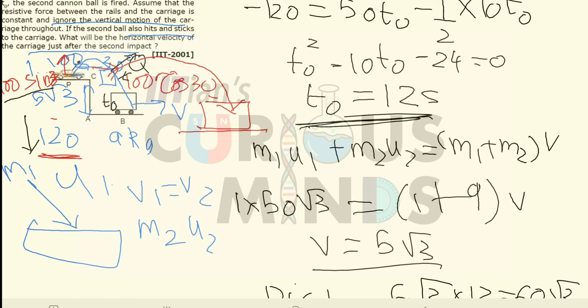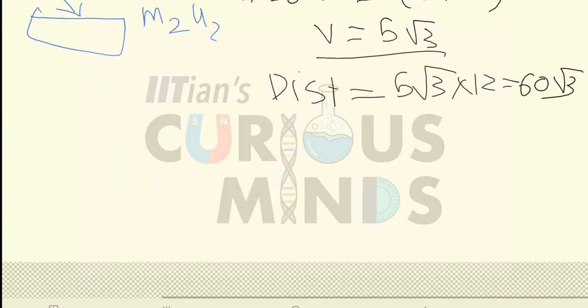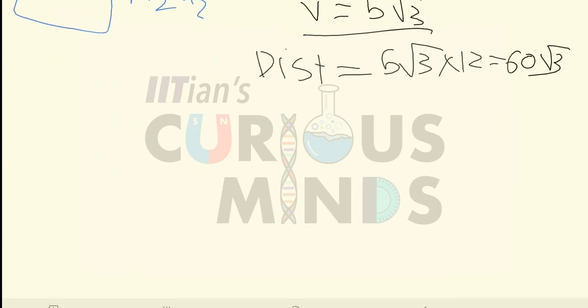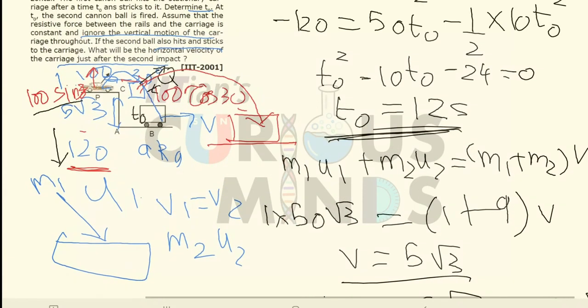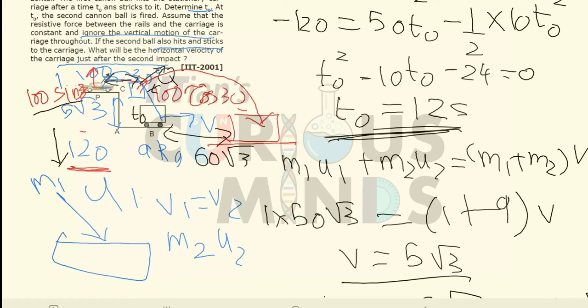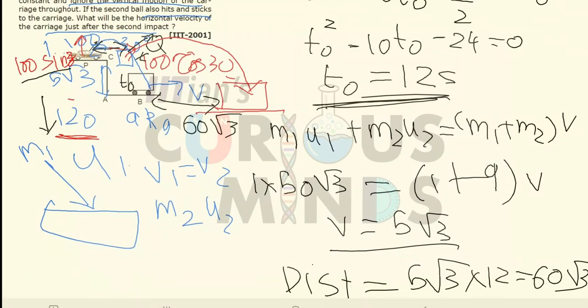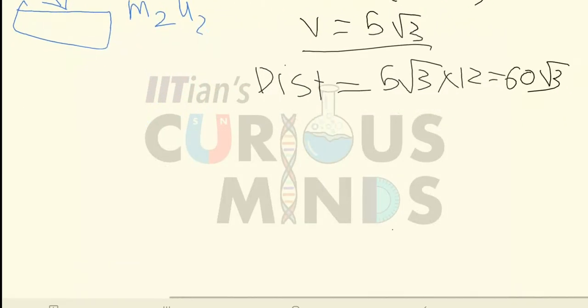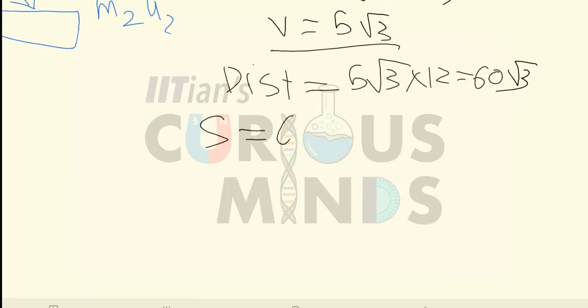When the carriage is somewhere over here, the total time taken is still the same, and the second cannon also hits the carriage. When the second cannon hits the carriage, let us find out the distance covered by the carriage. Now it is very much clear that if the car has moved a distance of 60 root 3, this carriage also has to cover a horizontal distance of 60 root 3, in order for the second cannonball to hit the carriage. So now the displacement of the carriage is also 60 root 3.